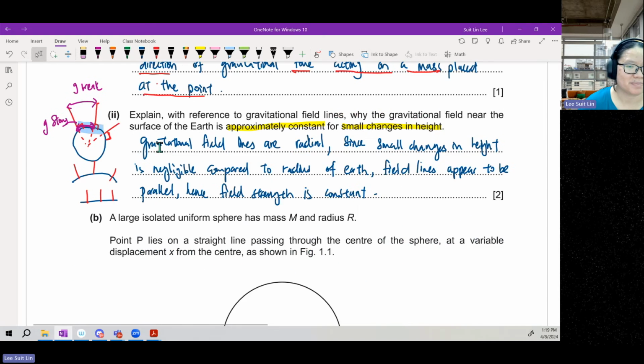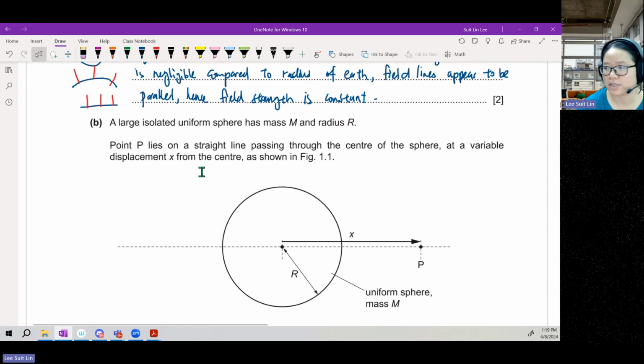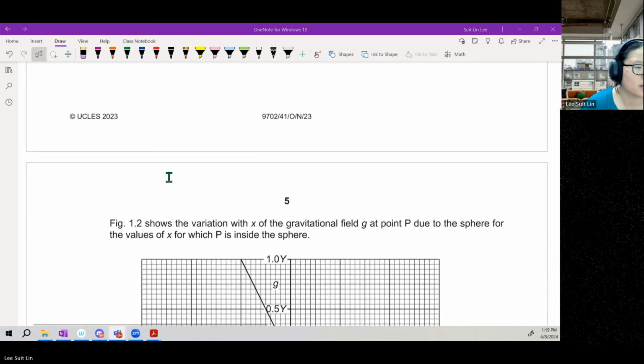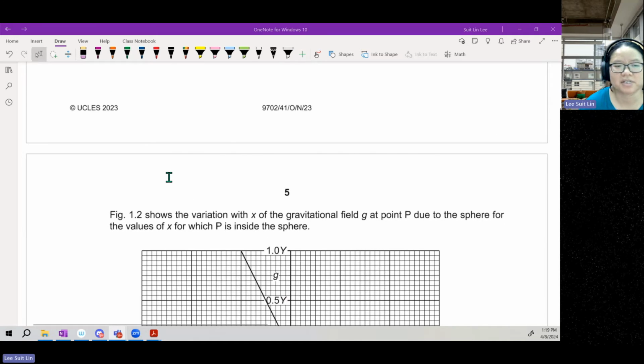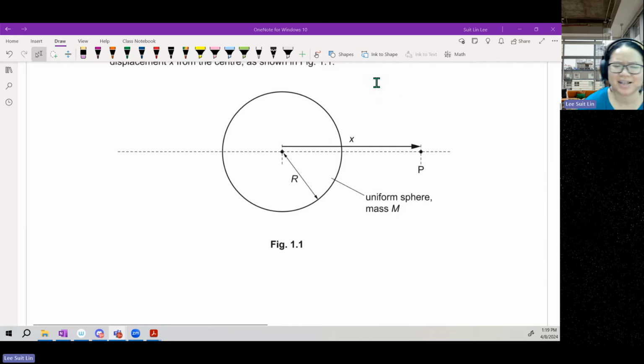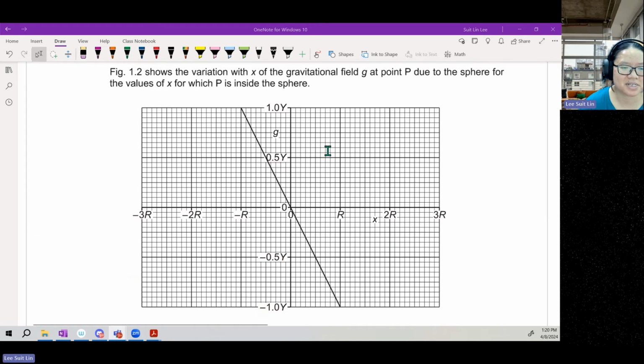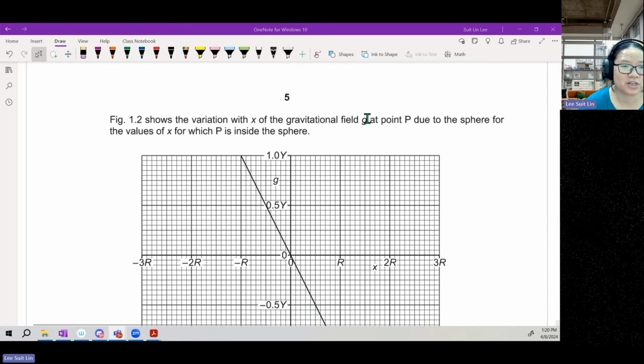Okay. All right. B, here's a large isolated uniform sphere, and it has a mass M and radius big R. Point P lies on a straight line across the center of the sphere at a variable displacement x from the center. Okay, sure. So basically P is just any point outside, anywhere outside that I can measure x with. And this is the variation of gravitational field for values of x for which P is inside the sphere.